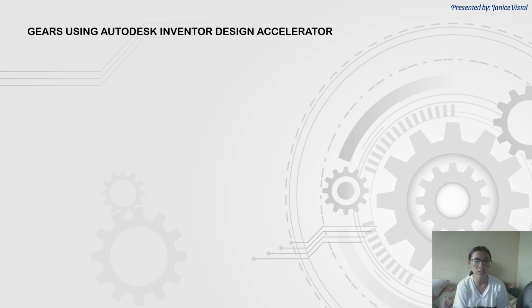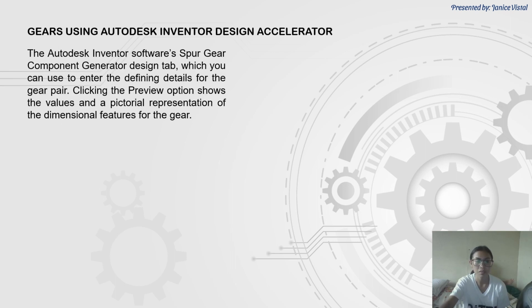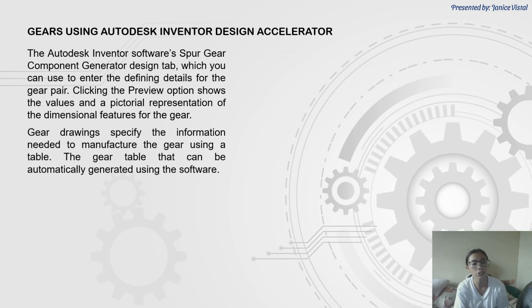Gears using Autodesk Inventor Design Accelerator. The Autodesk Inventor Spur Gear Component Generator Design tab, which you can use to enter the defining details for the gear pair. Clicking the Preview option shows the values on a pictorial representation of the dimensional features for the gear. Gear drawing specifies information needed to manufacture the gear using a table. The gear table can be automatically generated using the software.